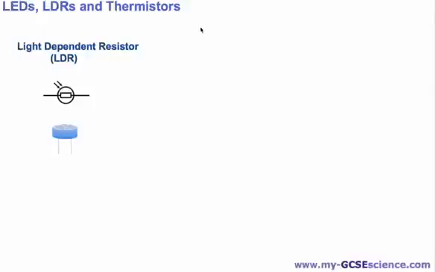Hello and welcome. In this video we are going to focus on three components that we come across in GCSE physics, and those are LEDs, LDRs and thermistors, and we're just going to have a look at a couple of features about them and maybe a couple of uses for each.